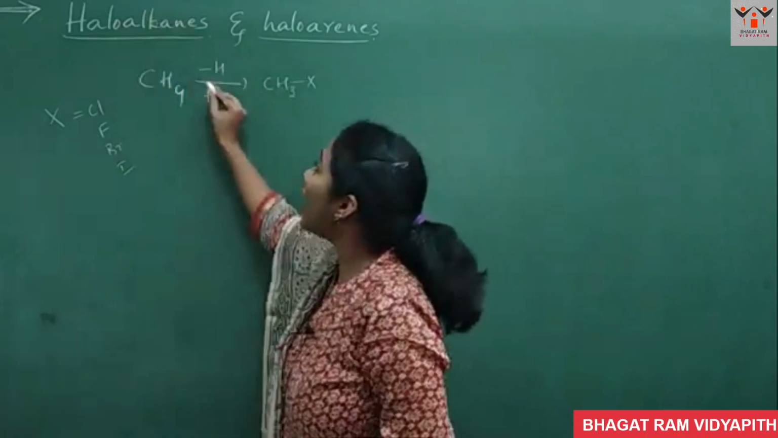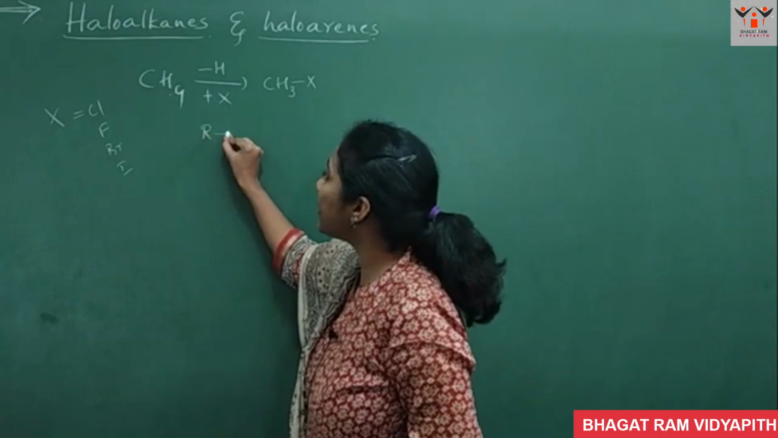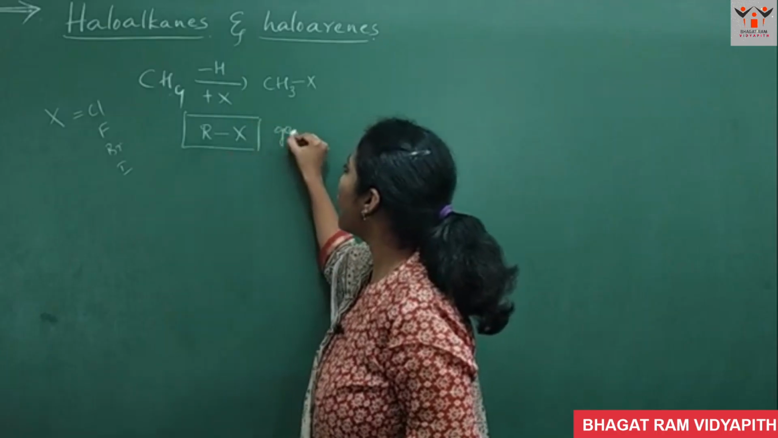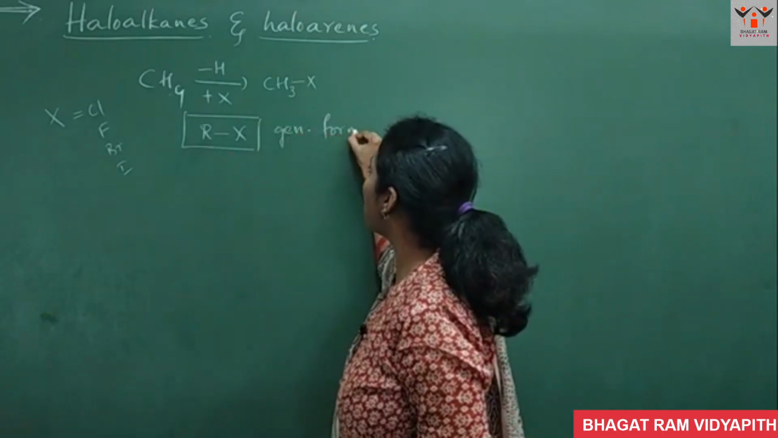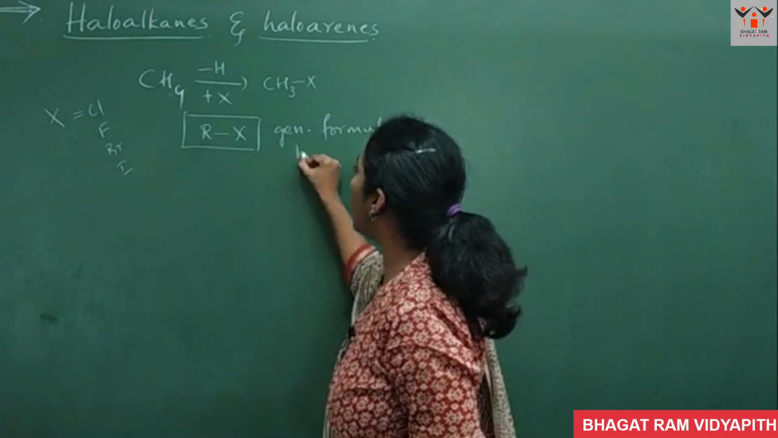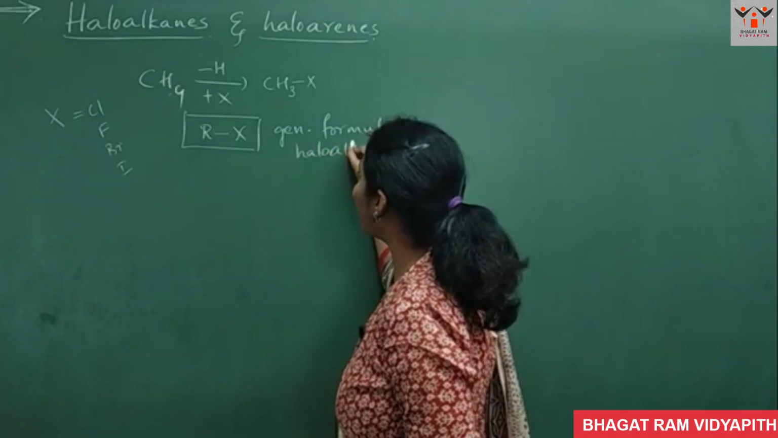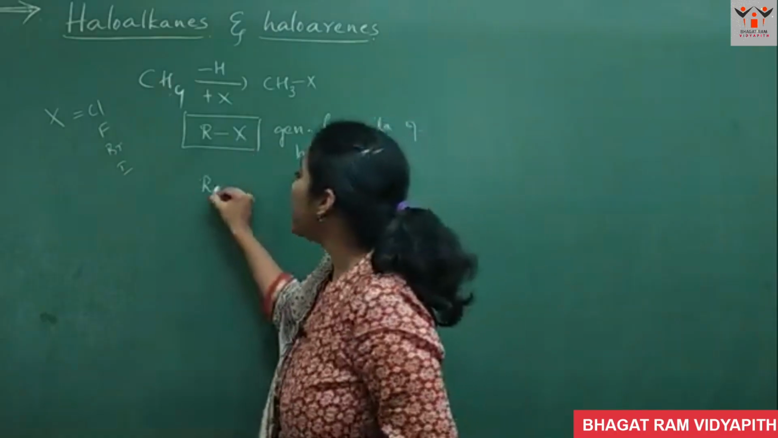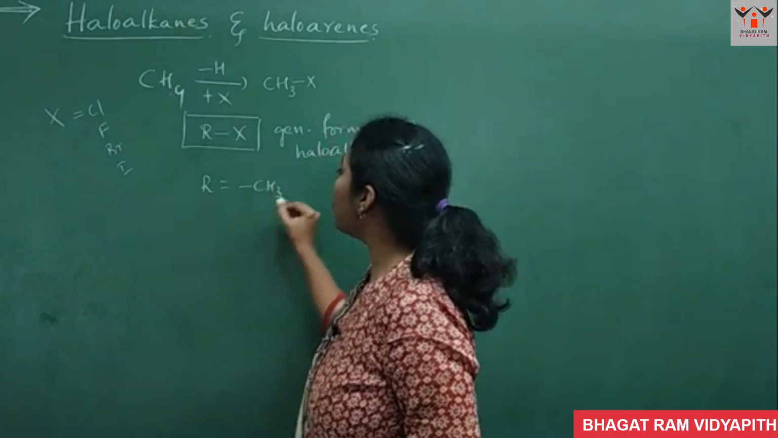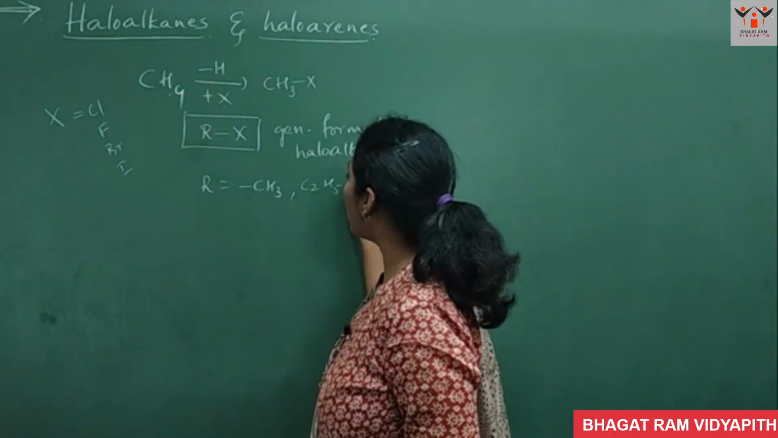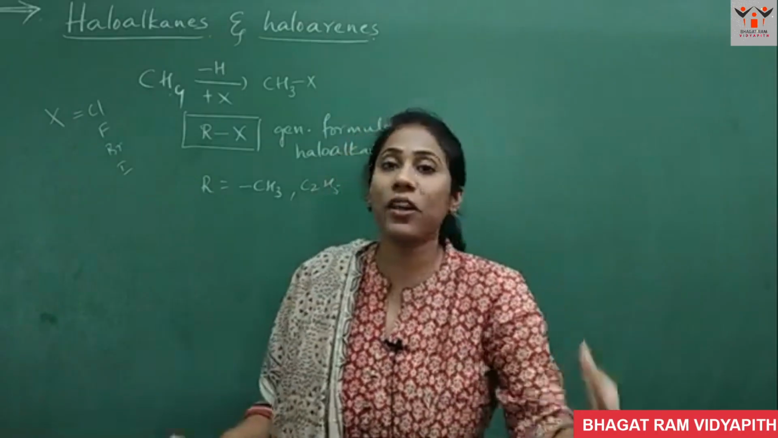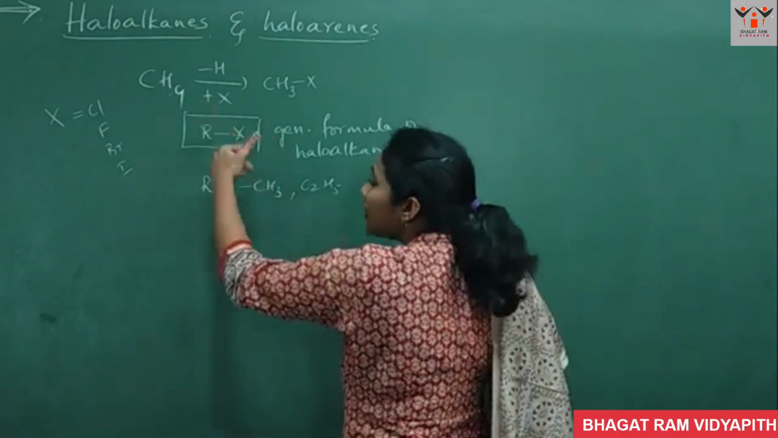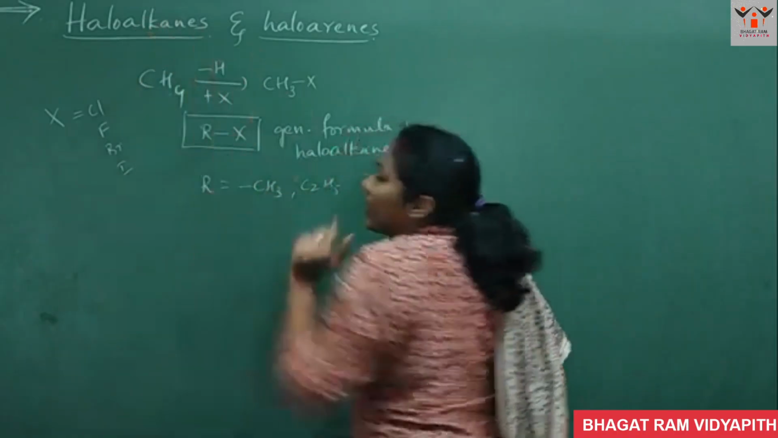Clear? So haloalkanes are generally represented with the formula RX. So RX is the general formula of haloalkanes, where R is nothing but any organic group. It can be a simple group like the methyl group, or it can be a C2H5 group, or it can be any complex organic group, right? So this is the general formula that we use to represent haloalkanes.